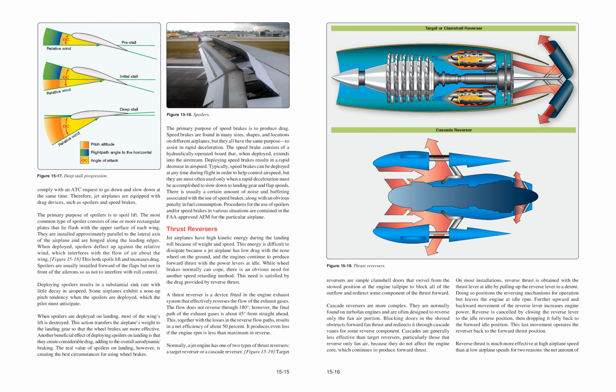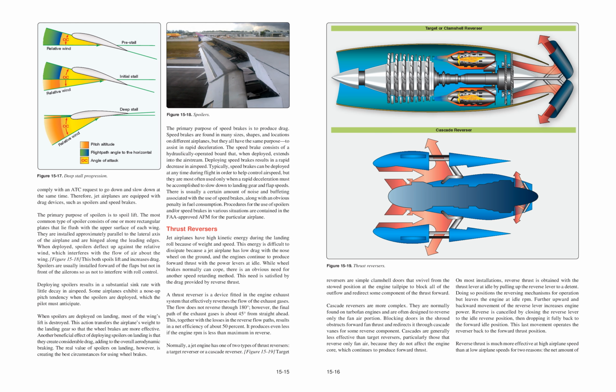A thrust reverser is a device fitted in the engine exhaust system that effectively reverses the flow of the exhaust gases. The flow does not reverse through 180 degrees, however; the final path of the exhaust gases is about 45 degrees from straight ahead. This, together with the losses in the reverse flow paths, results in a net efficiency of about 50%. It produces even less if the engine RPM is less than maximum in reverse.